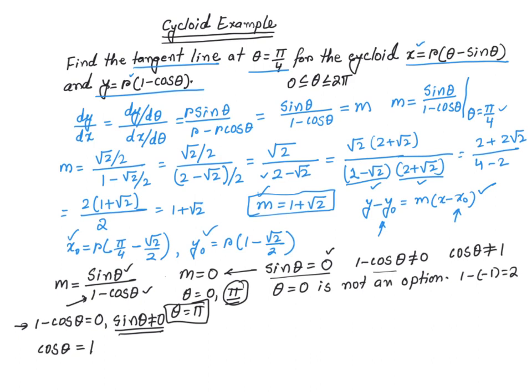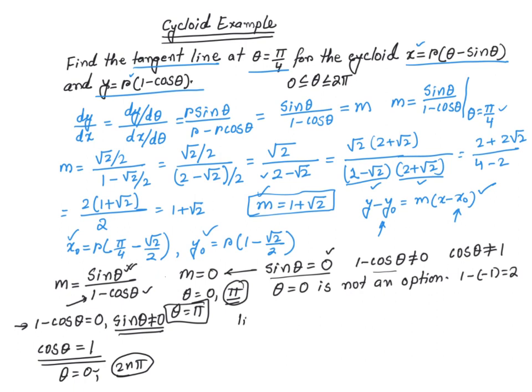Now, this one is a little bit tricky. Cosine of theta is going to be 1 when theta is equal to 0, which is also 2 pi, okay? In our case, we'll just stick to 0, all right? So now, if you have theta is equal to 0, in the slope formula that we got, sine of 0 is going to be 0, and 1 minus cosine of 0, which is 1 minus 1, is also 0. So we are running into a situation of 0 over 0. Now, what we could do is use L'Hopital's rule.